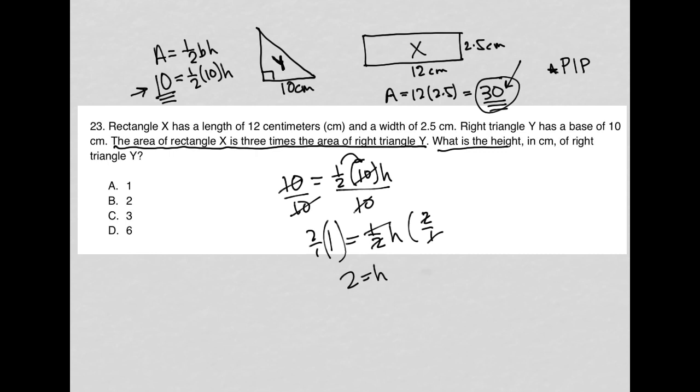What is the height in centimeters of right triangle Y? Well, there it is. The height is 2. The answer is therefore choice B.